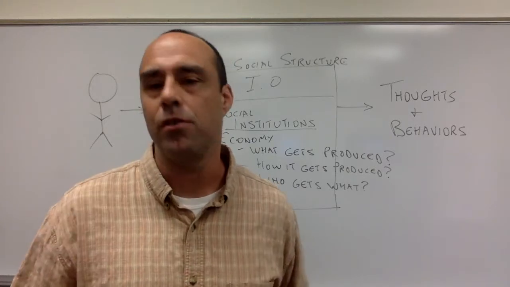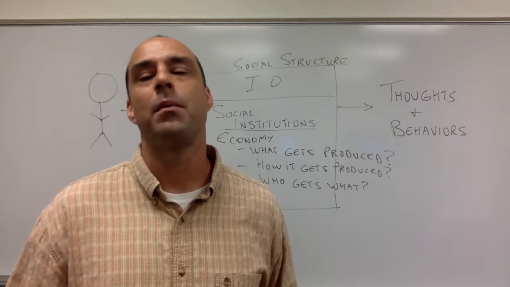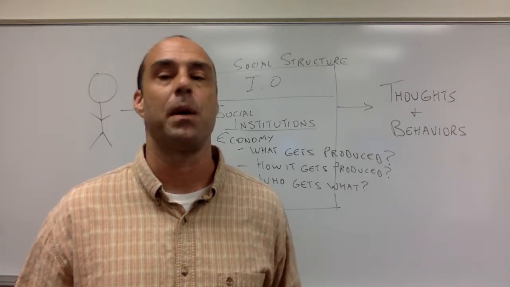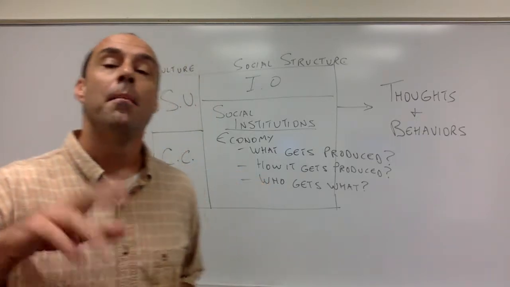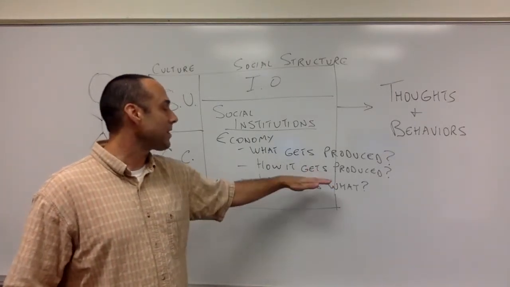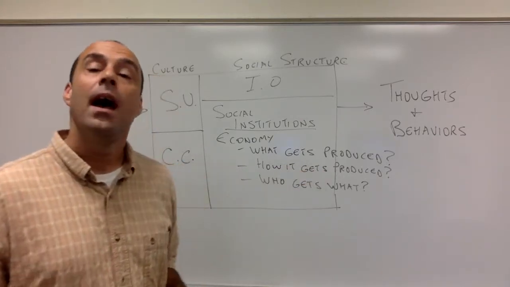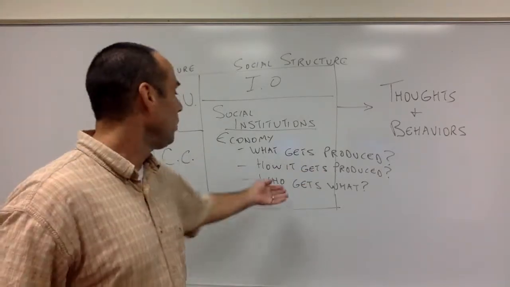You could base it on tradition. You could base it on what's the most fun thing to do. The fact that we make a choice to make it as efficient as possible is going to have consequences for us. But any economy can also be evaluated in terms of how we decide how things get produced. And then the third question is, who gets what?